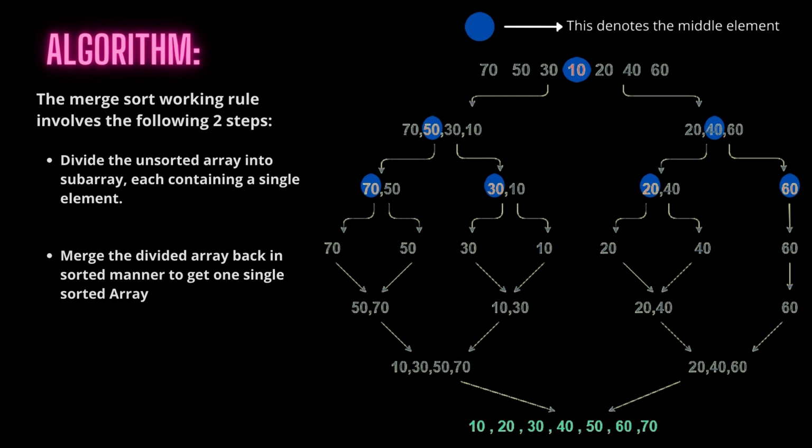Merge sort works in two steps. Step 1 is to divide the array into subarrays with single elements. Step 2 is to merge the array back in sorted manner to form one single array. In the diagram, we can see how the array has been divided into multiple halves and merged back to form a sorted array. The array is divided from the middle element. The blue circle in the diagram denotes the middle element.